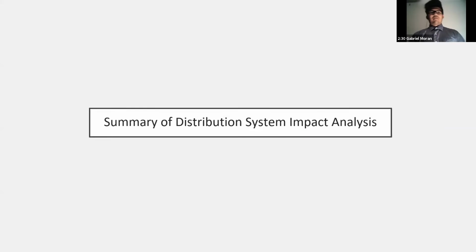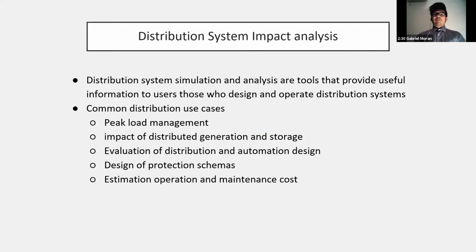Thank you, Nobab. So the distribution system simulation and analysis were tools that provided us useful information to attempt designing and operating a distribution system. Common distribution use cases that we tried to take advantage of were peak load management, impact of distributed generation and storage, evaluation of distribution automation design, design of protection, and estimation of operation and maintenance costs.